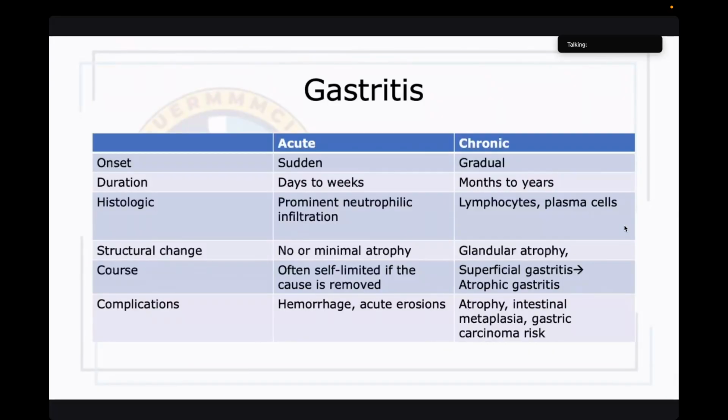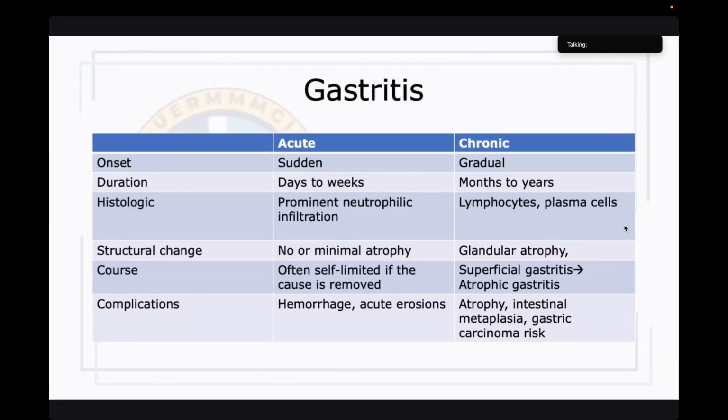It can last for days to weeks, and the most common cause is H. pylori bacteria, and less common are other infections or probably medications. On biopsy, there is marked infiltrate of neutrophils with no or minimal gland atrophy. It is usually self-limited, but sometimes it can also cause gastrointestinal bleeding. So if you don't treat acute gastritis, it can evolve into chronic gastritis. So this can be seen after several months or several years.